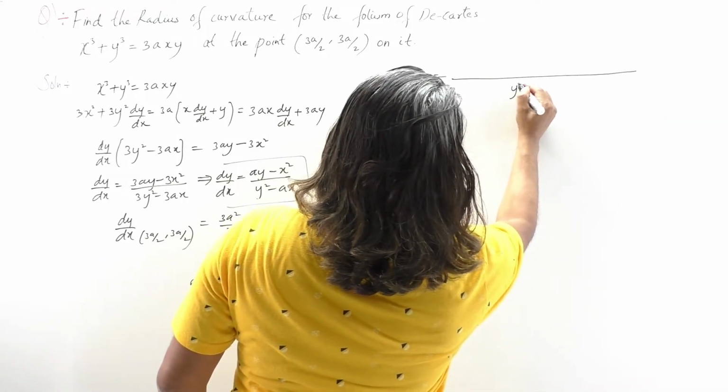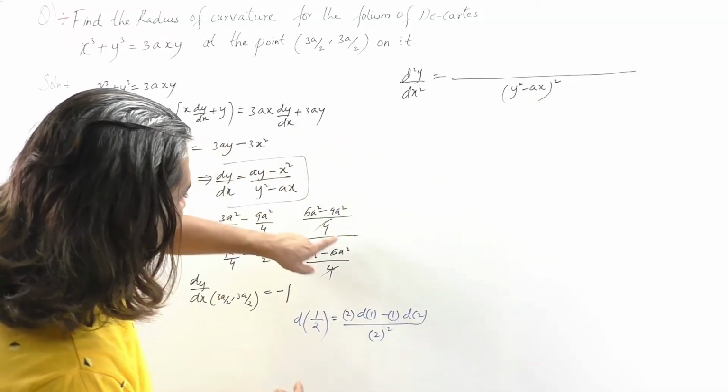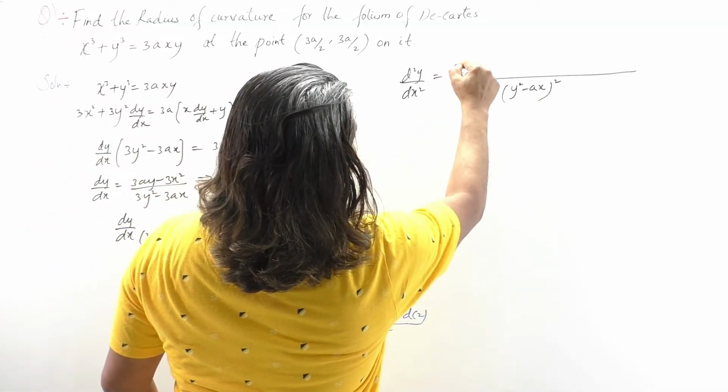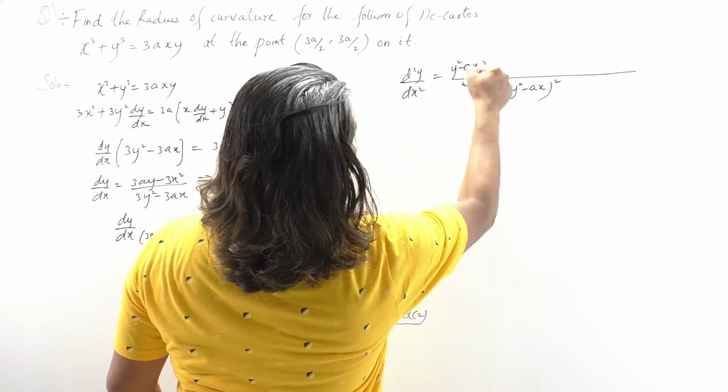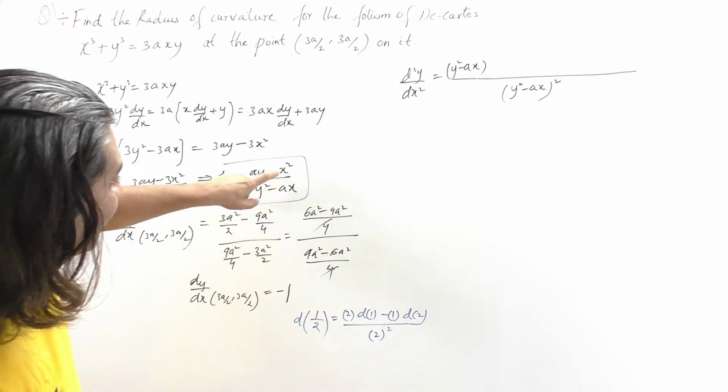So we have y square minus ax square. Then the second function, the denominator, stays as it is. So y square minus ax as it is. Don't forget to put a bracket, into the differentiation of the first function. Who is the first? ay minus x square.